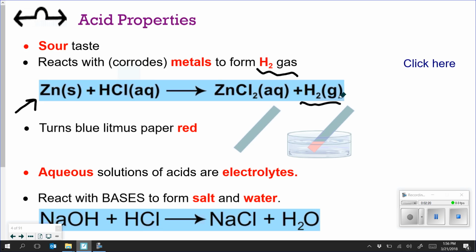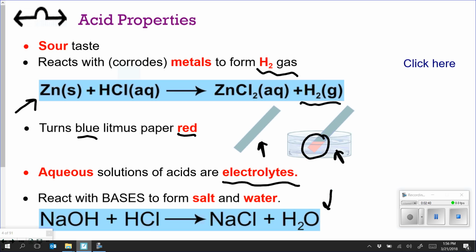Acids are going to turn blue litmus paper red. You see here we've got blue litmus paper. We're going to put it into what is clearly an acidic solution because the litmus paper turns red. Aqueous solutions of acids are electrolytes, and acids are going to react with bases to form a salt and water. In this equation down here, we've got a neutralization reaction with our base reacting with our acid to form a salt and water.